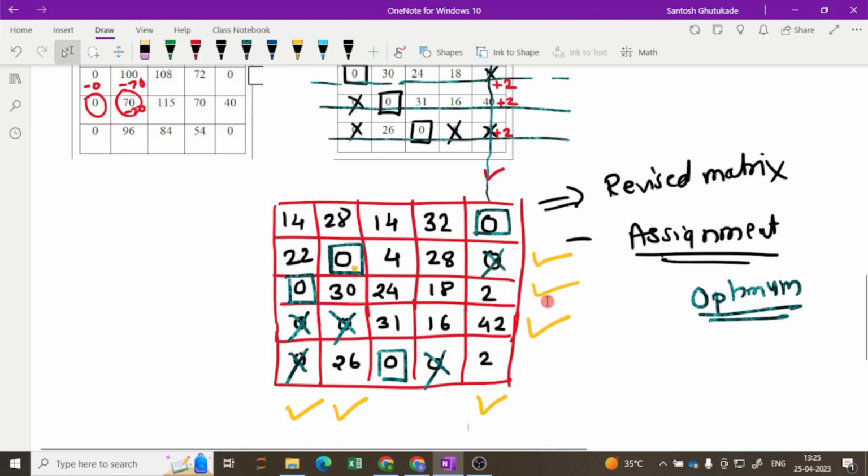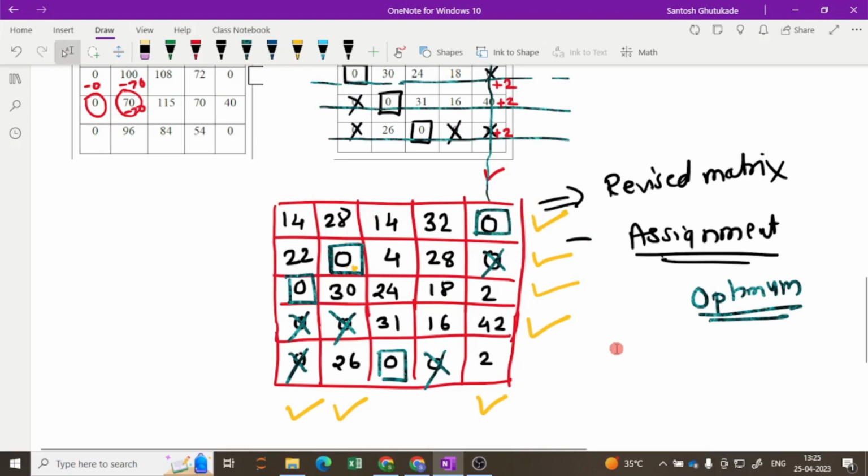Again we will check the second row. Here we have crossed this row, so there is no 0 left, so we have marked this column. Again we have to check in this marked column whether any other assignment is there. In this column there is an assignment, so we will mark that row again. Now again check in that row if there is any other 0 left. In this row there is no 0 left, so we will stop here.